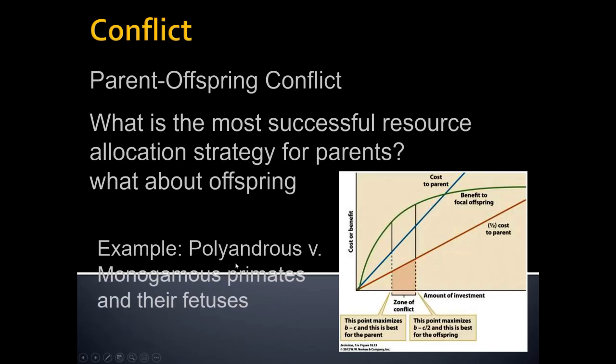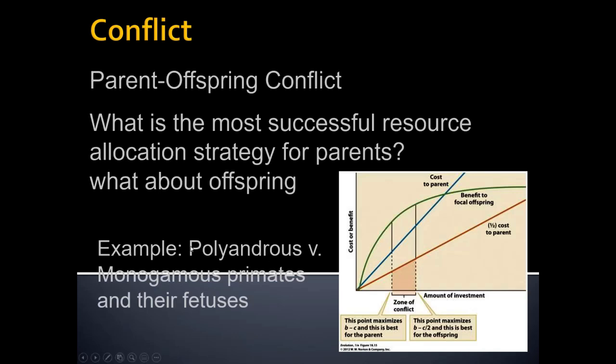So one example is polyandrous and monogamous primates. So the prediction is that primate females will give as many resources as they can to each of their babies as they are gestating their babies internally, right? And then maybe even post. But we're looking at this during gestation. They'll give as many resources as they can to their babies and still be able to survive. And so a monogamous primate that has a single mate can only put so many resources into the baby without putting her life at risk.